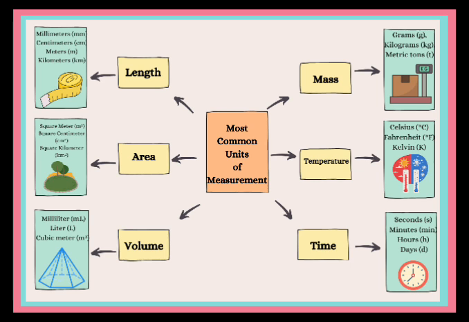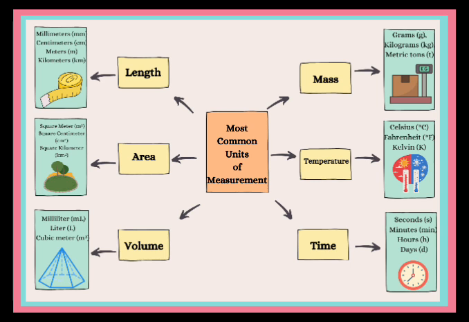The next would be mass. Mass is a fundamental property of matter that represents the amount of substance in an object. It's essential for understanding the quantity of matter present in an object and plays a crucial role in various scientific and everyday contexts. In the metric system, we use units like grams, kilograms, and metric tons, while in the imperial system, units such as ounces, pounds, and tons are commonly employed.